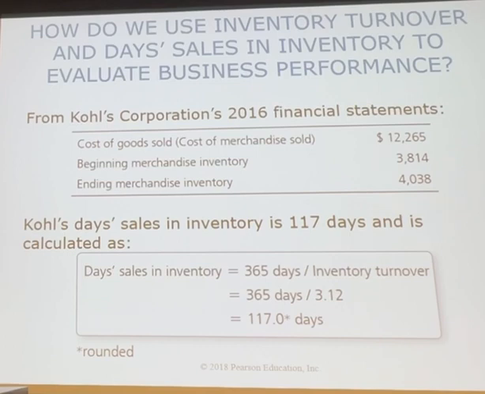If you were to look at these ratios for Publix, they would be much different because with Publix, if they're selling things like milk and eggs, they can't keep them in inventory for 117 days. Obviously, they would go bad. So you would expect, if it's a grocer, that these ratios would be a lot different than this.